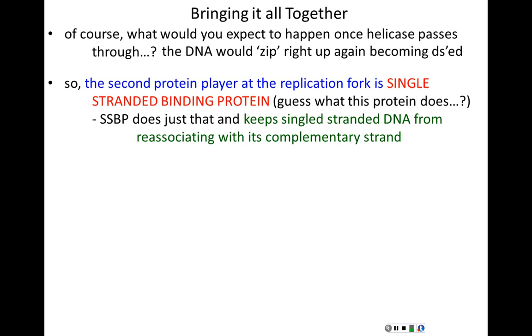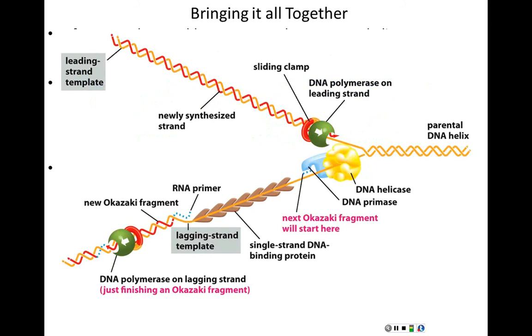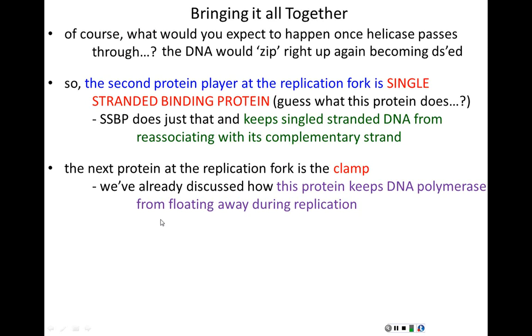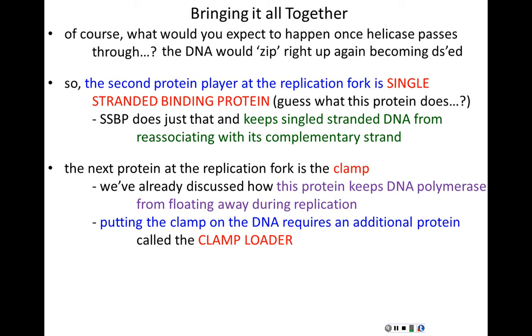The next protein at the replication fork is the clamp. Remember, the clamp is what associates with DNA polymerase and keeps it from floating away after a nucleotide has been added. We see two clamps here, one for the leading strand and one for the lagging strand. We've already discussed what the protein clamp does itself. However, what we haven't said yet is that there is also a clamp loader. The clamp loader is an additional protein which is required to put the clamp on the DNA. The clamp loader is more amazing than the clamp itself. Here it is in light blue.